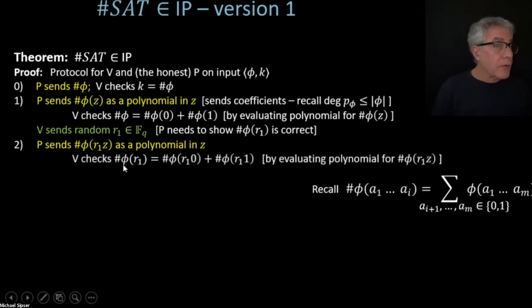Okay. So now, if you understood the previous line, then hopefully this one won't be too hard to swallow, because now we're going to check the identity, but here by evaluating the polynomial again, but one level at the next level.